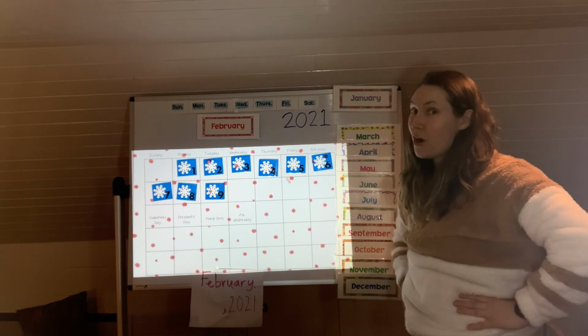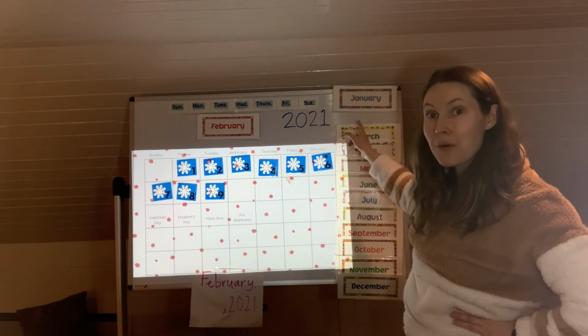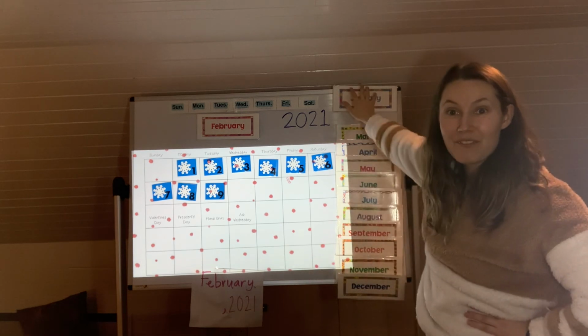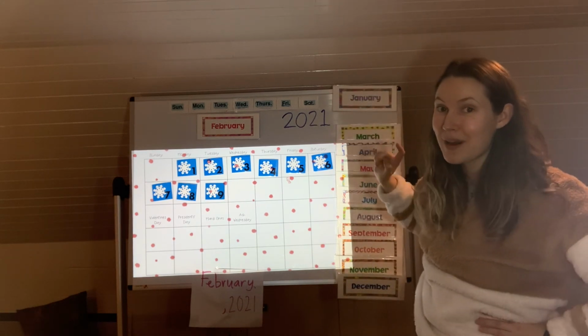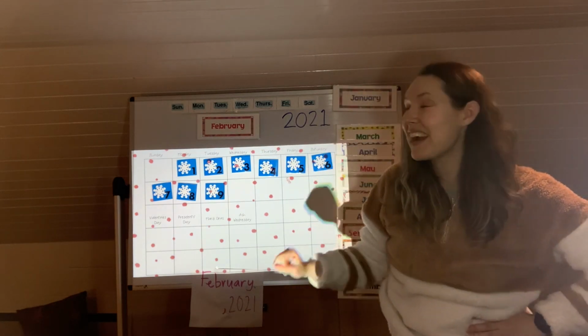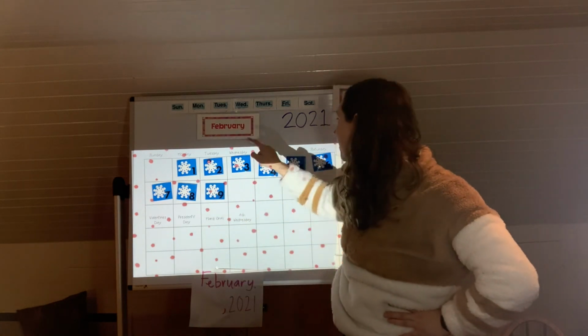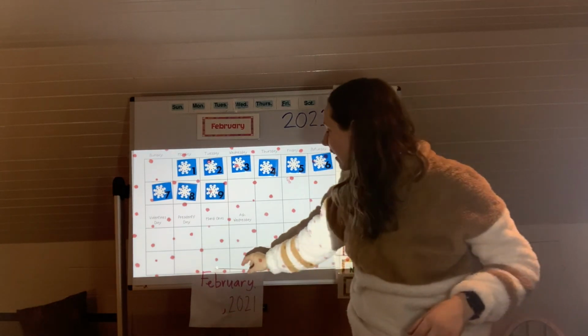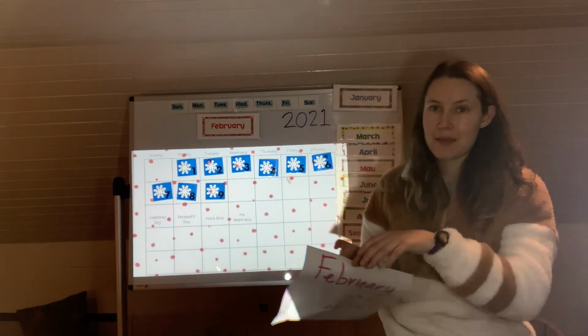Well, we know that we're done with January, so now we're on to the second month of the year. Remember, here's all our months, and we finished the first one. We're on the second one, and it is February. Very good. February 9th, 2021. Let's think about how we're going to write that date.